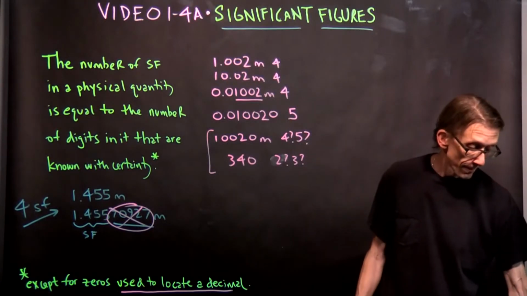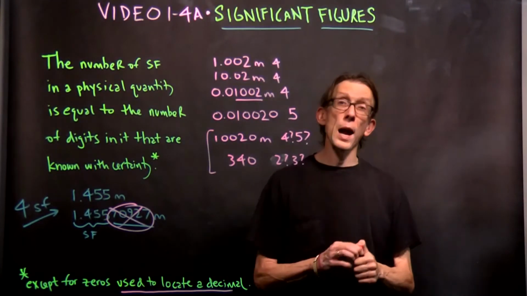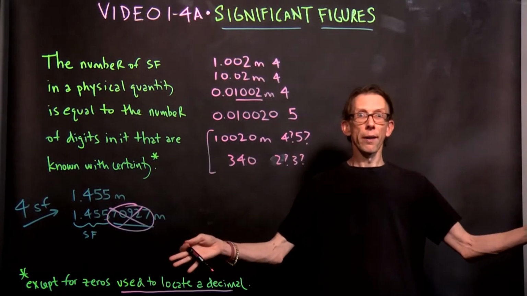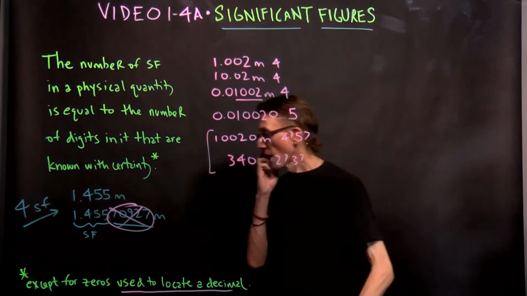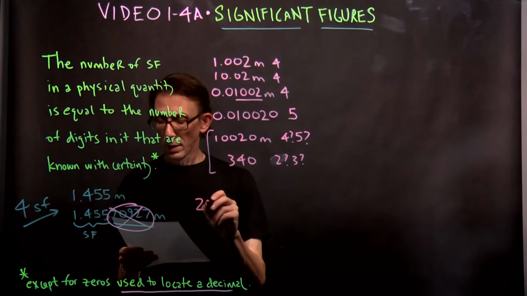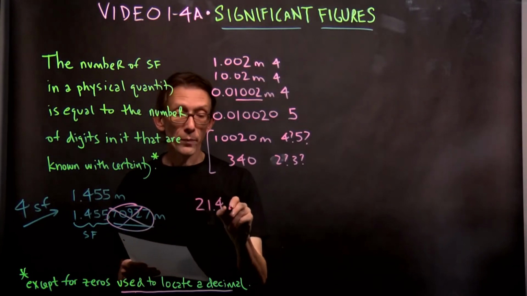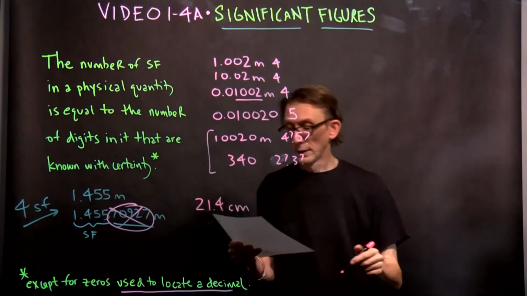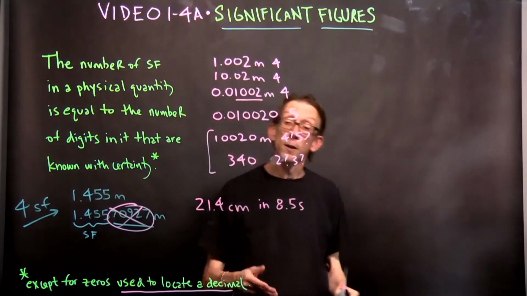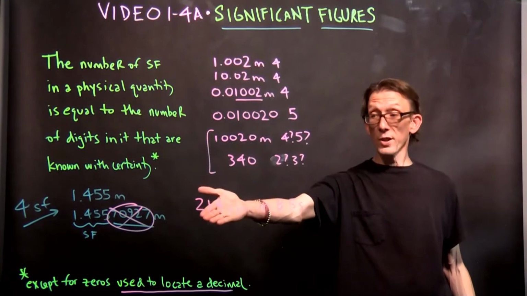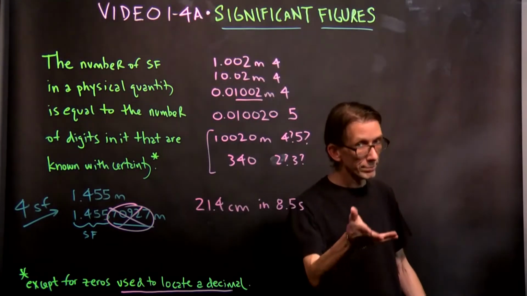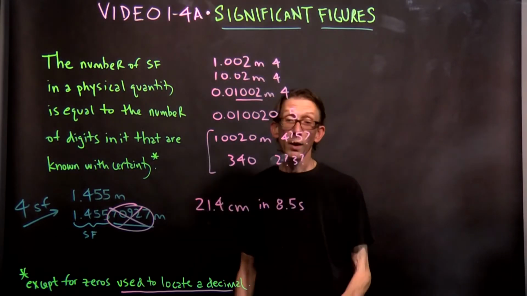Now a question arises. Suppose we're going to time a race. A tortoise is going to move across the quad in a very dramatic race, and let's say the tortoise goes 21.4 centimeters, about this far, in 8.5 seconds. Now, one of these numbers, 21.4 centimeters, has 3 significant figures. The other one, 8.5, has how many? 2. So that's all fine.